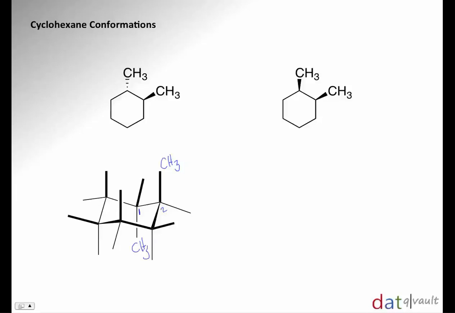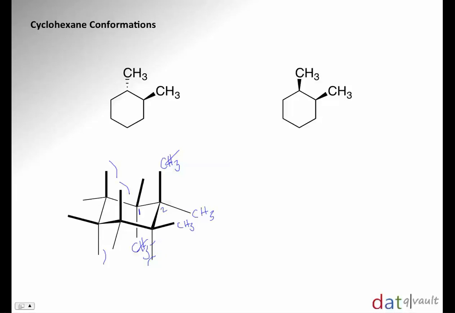So in this case, both of the methyl groups are now in the axial position, and they're able to interact with all of the other substituents in the system, being hydrogens. And so this molecule actually has a higher energy than if the methyl groups were both in the equatorial position.